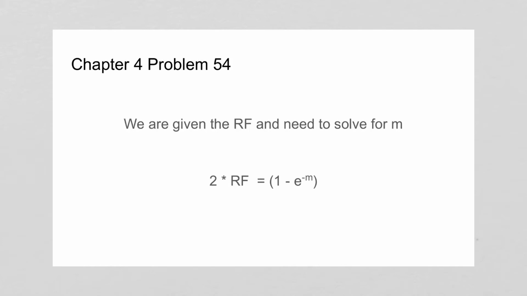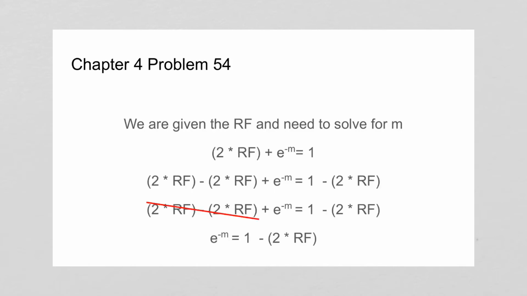Next, I'm going to add e to the negative m to both sides of the equation, which is going to result in the subtracted e to the negative m being canceled out on the right side. Now we have 2 times the recombination frequency plus e to the negative m equals 1. Here you need to remember or use Google to learn that you can solve for e exponents by using the natural logarithm.